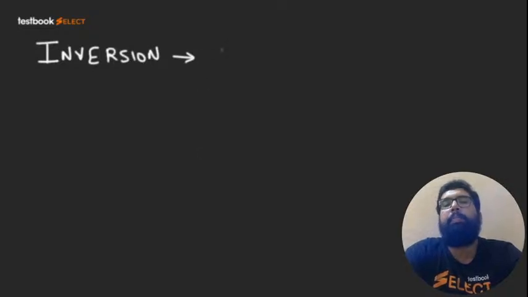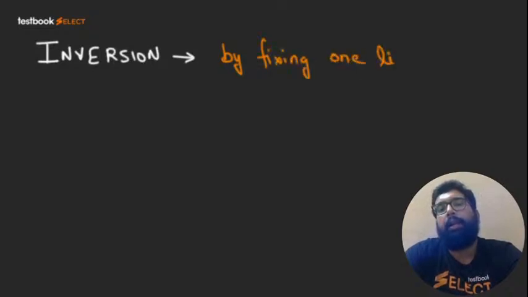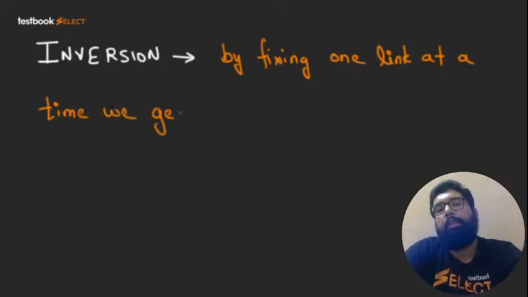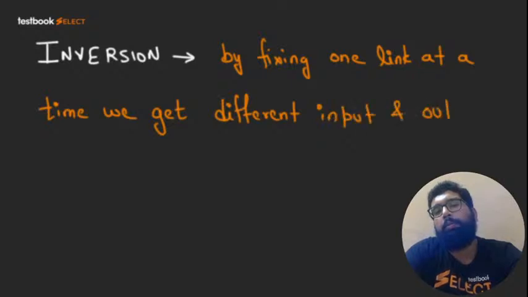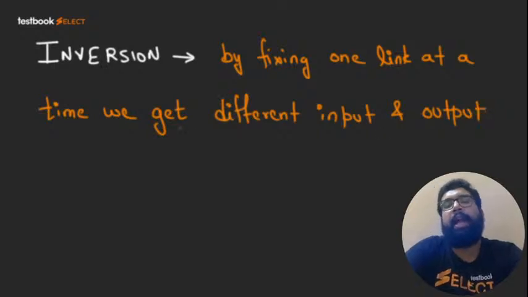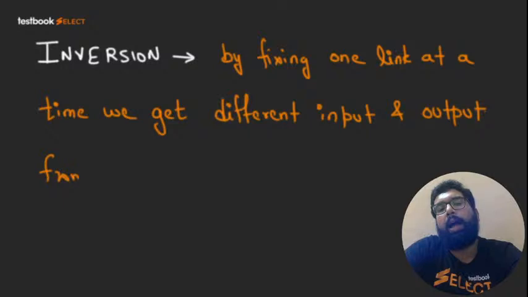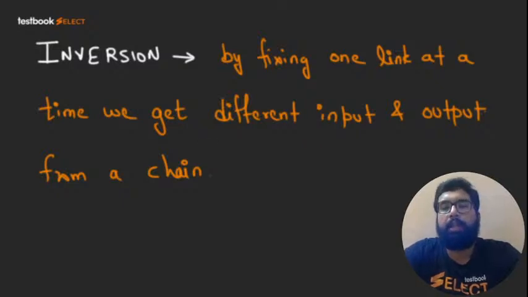So inversion is something by fixing one link at a time. By fixing one link at a time, we get different input and output from a chain. Kisi chain mein different link ko at a time fix karke, we are getting different input and output motion. That is what we know as inversion.